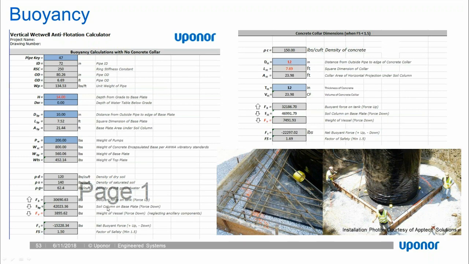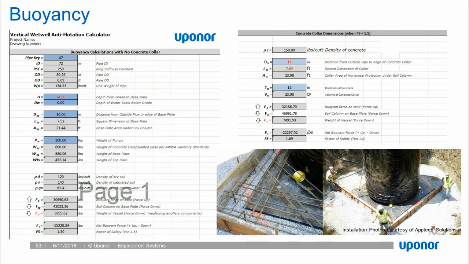And as you can see here, the soil column on the base plate force down is 42,000 pounds, and the weight of the vessel is 3,800. So we can see that very little weight contributes to the buoyancy factor.